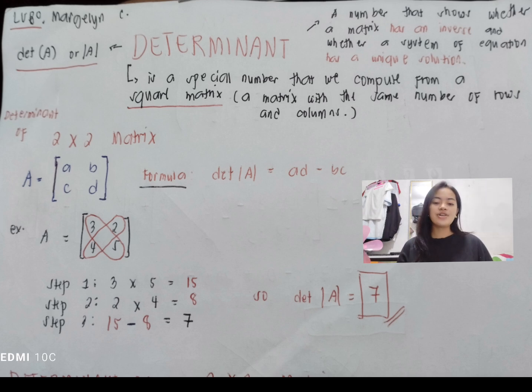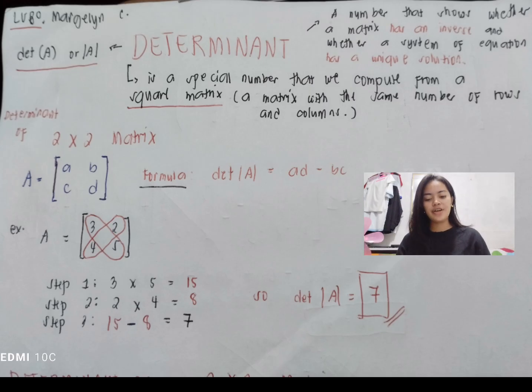So, let's have first the determinant of a 2 by 2 matrix. Attached here is how a 2 by 2 matrix looks like. It has 2 rows and 2 columns. The formula for getting the determinant of a 2 by 2 matrix is |A| = AD minus BC. In other words, you just need to multiply diagonally A and D, and B and C, and after getting their products, you just need to subtract them.